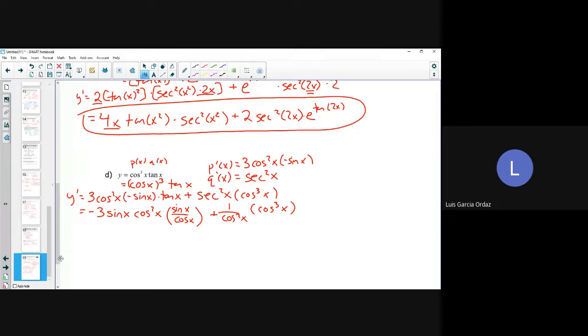Okay, so let's see. Not necessarily. So what this does is my exponents cancel out, which means I'm left with just cos x. This cancels out, and I'm left with just cos x. So I'm left with negative 3 times sine squared x cos x plus cos x. So that's what it would simplify into.